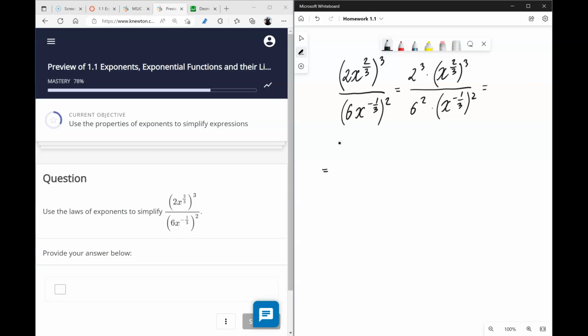So we have 2 cubed, and instead of 6, I'm going to write 2 times 3. And then instead of 2 times 3 to the power 2, I'm going to distribute the power 2 to 2 and 3. So here now we have this coefficient, and we have x squared in the numerator and x to the power -2/3 in the denominator. So the last step for us is to simplify.